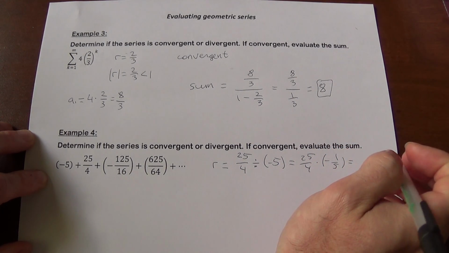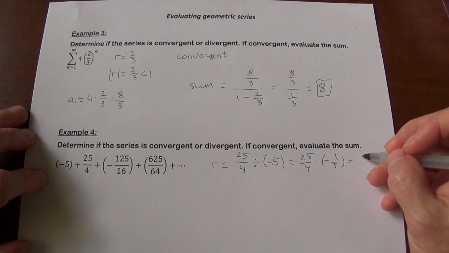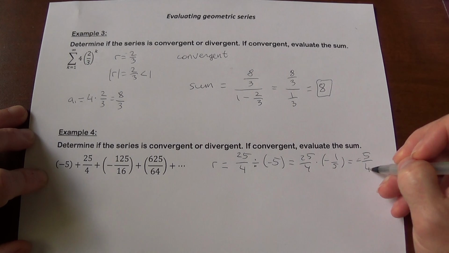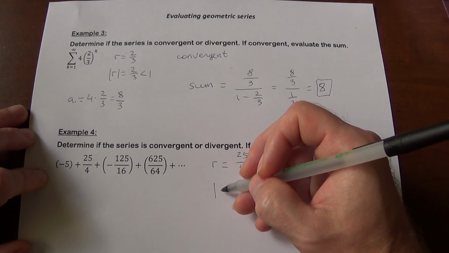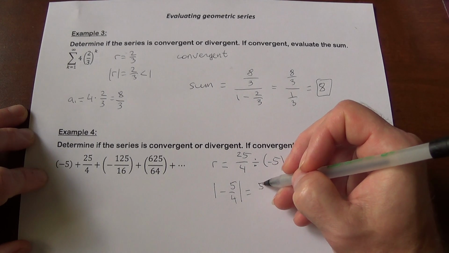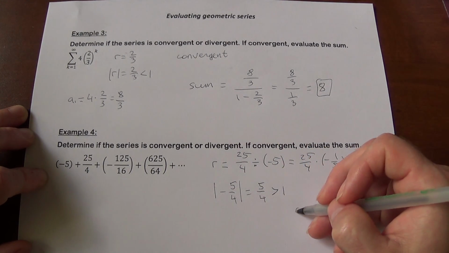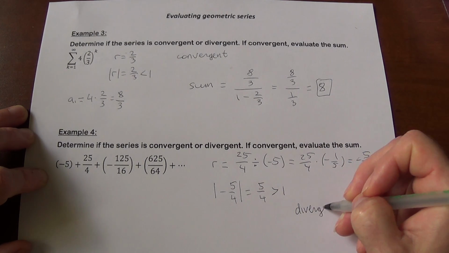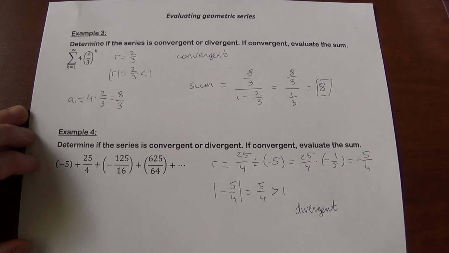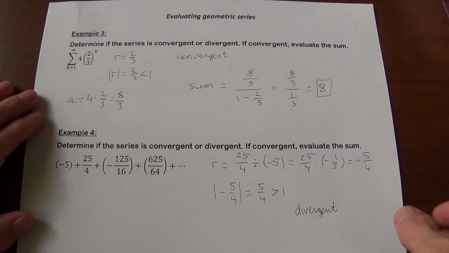And it looks like the common ratio in this case will be -5/4. If you take the absolute value of -5/4, it is 5/4, and this is greater than 1. So the series is going to be divergent, and we do not find the sum as we cannot do that.